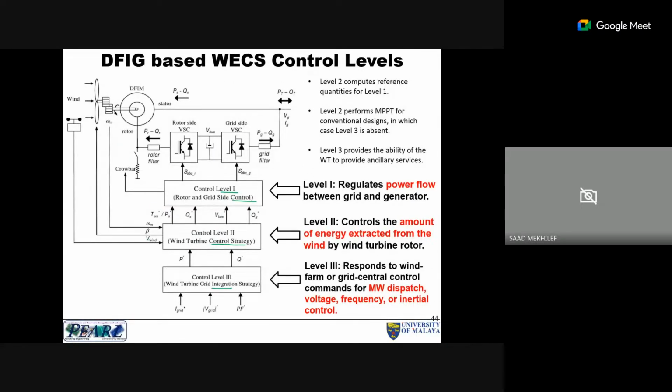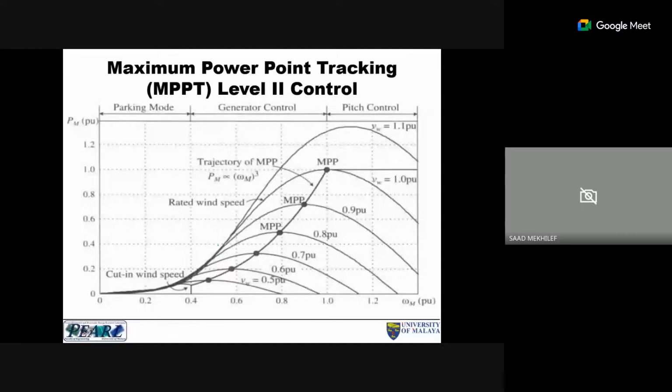Remember, we take the wind speed here, and then we have beta, which is the pitch angle, and then here there's actually the control that's in charge of the MPPT. So let's look into here.